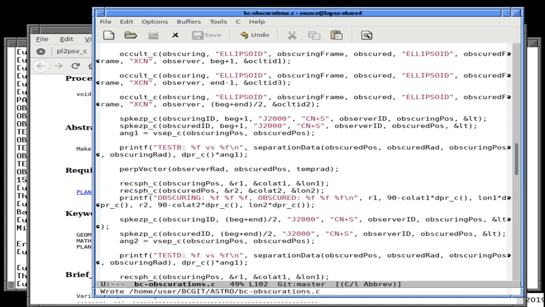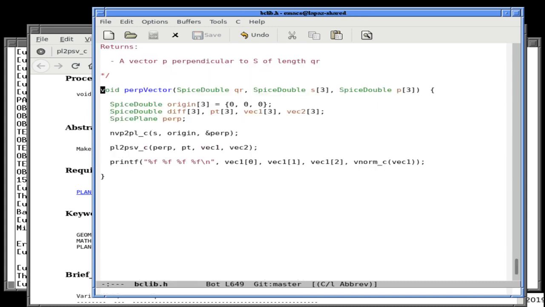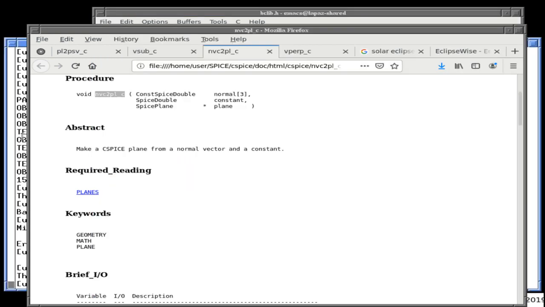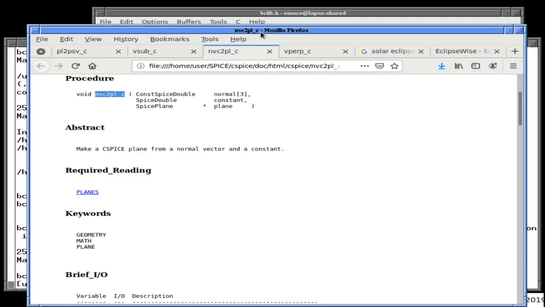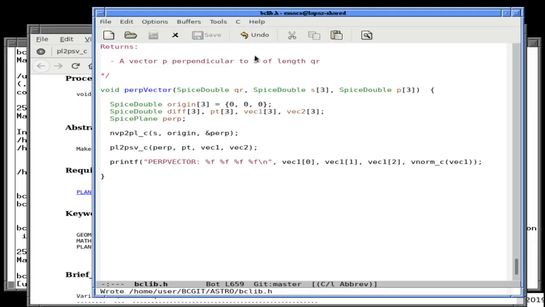Okay, so let's see what this does, and let's make this a little bit clearer that we're in the perp vector function. And will this work? Of course it won't. I'll be very surprised if it does. Perp vector cannot convert to pointer type. I'm pretty sure I need to say, wait, do I need to say address at point? I mean, this should be fine. These are all vectors, right? No, this is not a vector. Okay, one more time.